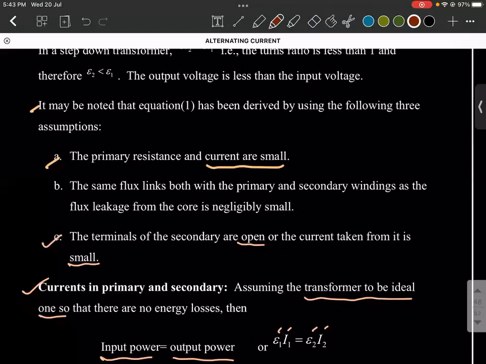Am I clear with both? What is the last assumption that we have taken? I told you the derivation itself starts like this: the secondary coil is open, means you did not connect any load across. So the third assumption is the terminals of the secondary are open, or the current taken from it is very, very small.